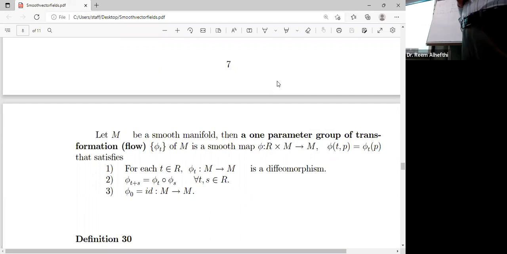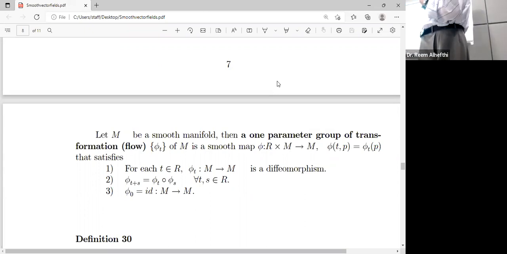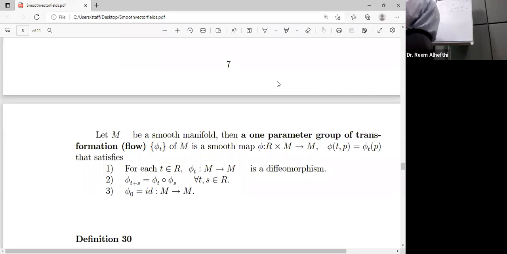Now we are going to show that for every smooth vector field, there is one parameter subgroup of the group of diffeomorphisms. Given one vector field, there corresponds one parameter subgroup. Now, what is that? First, let me explain the definition. Suppose M is a smooth manifold.